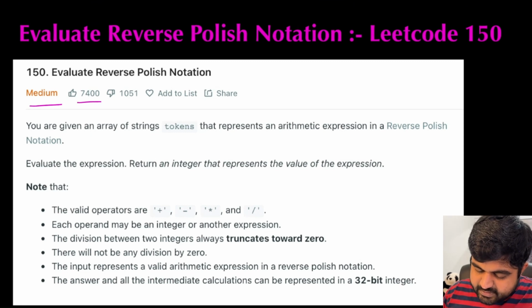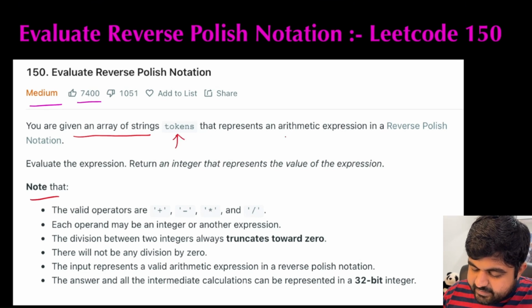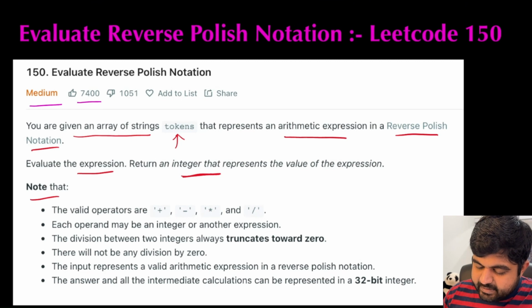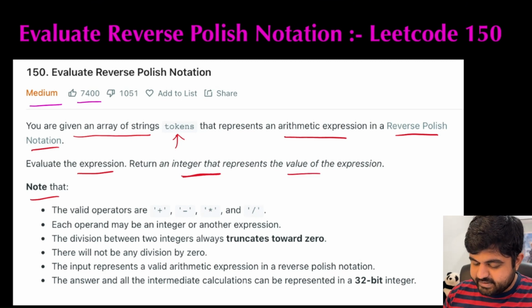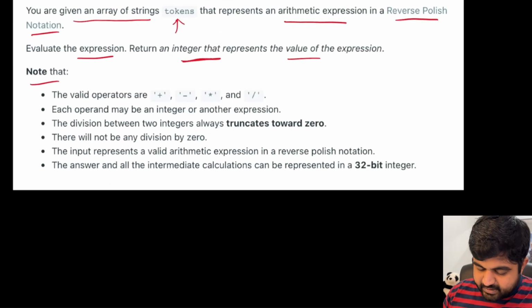The problem statement is quite straightforward, but it actually has a bunch of different conditions that we need to understand. So we are given an array of strings called tokens. Now these strings represent an arithmetic expression in reverse Polish notation. Now we need to evaluate the expression and return the integer that represents the value of the expression. Now let's try to see some of the conditions that we are given.